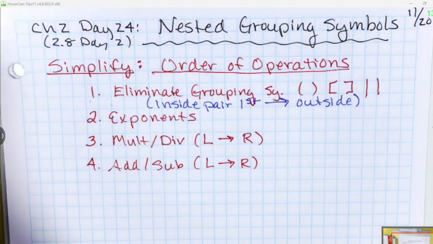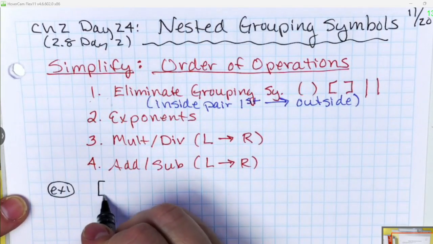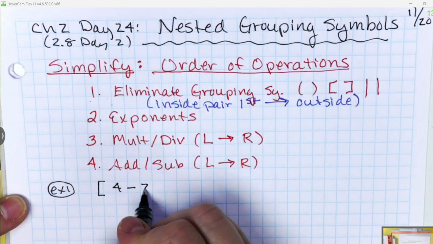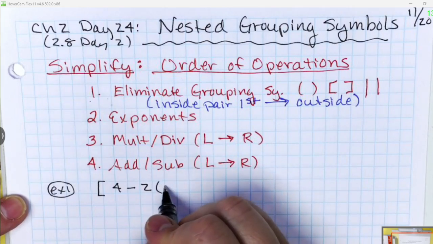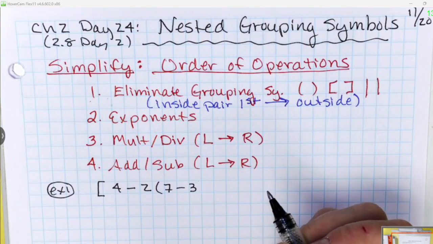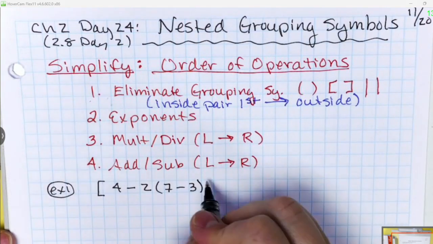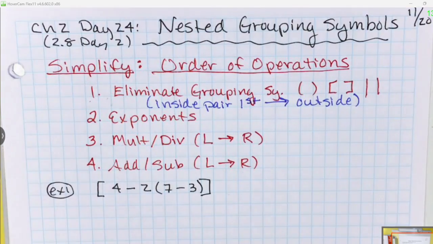All right, so let's start with one example. We'll start with an easy one with all numbers. So bracket 4 minus 2, parentheses, 7 minus 3. And you'll hear me say close. Close means the other side. Close the parentheses, close the brackets.